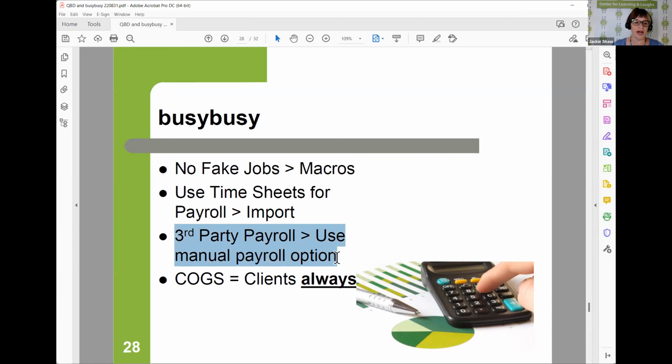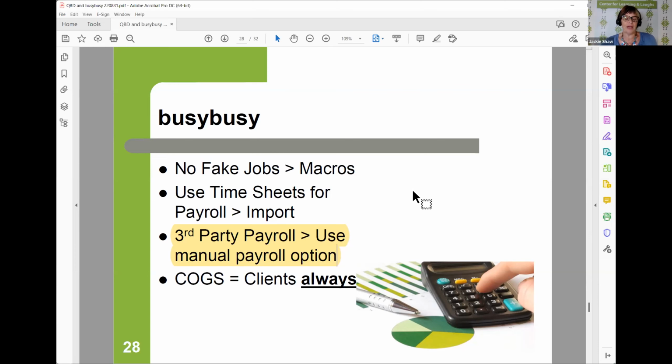The people using third-party payroll, don't do journal entries and all that stuff. QuickBooks Online allows you to do manual payroll. So you can pretend you're running payroll and you're in the timesheet and you're just adding the taxes and things that the third-party payroll person had and using the time data from BusyBusy. So you can mock up payrolls, basically.